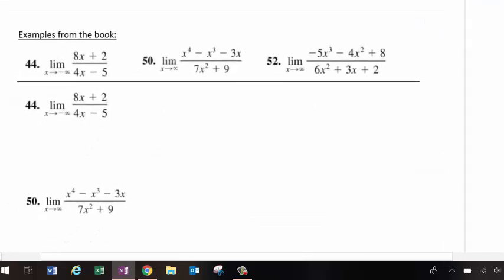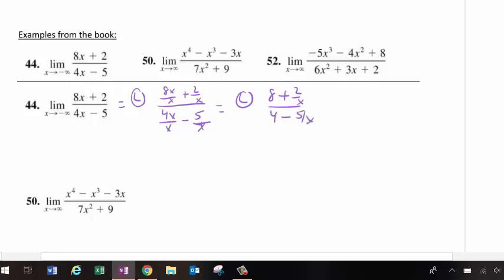So we're going to do a few more real quick that are just like the ones we did. They're examples from the book just so you have some more examples using this rule. Remember, if you see a fraction when you're dealing with infinity or negative infinity limits, you need to divide by the highest exponent in the denominator. So here I'm going to divide by x. Eight plus 2 over x, 4 minus 5 over x. This now goes to 0. Answer is 8/4, which is 2.